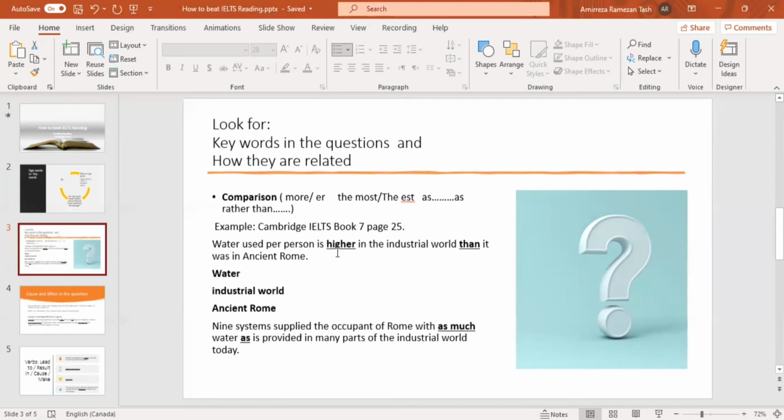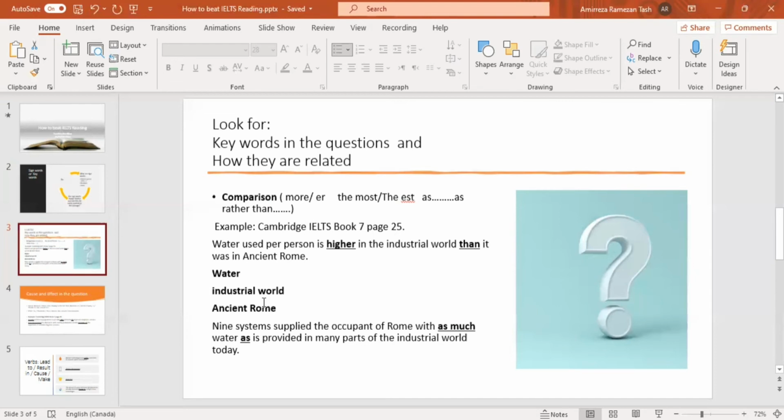So the first thing we notice here is a comparison, but now we must ask, what is compared with what? As we are looking here, industrial world and ancient Rome are compared. But what is compared for these two? Water, that is the water use. So we have three key words or key expressions: water, industrial world, and ancient Rome. How is the connection between them? The connection is using comparison. So it is the sentence showing the question.